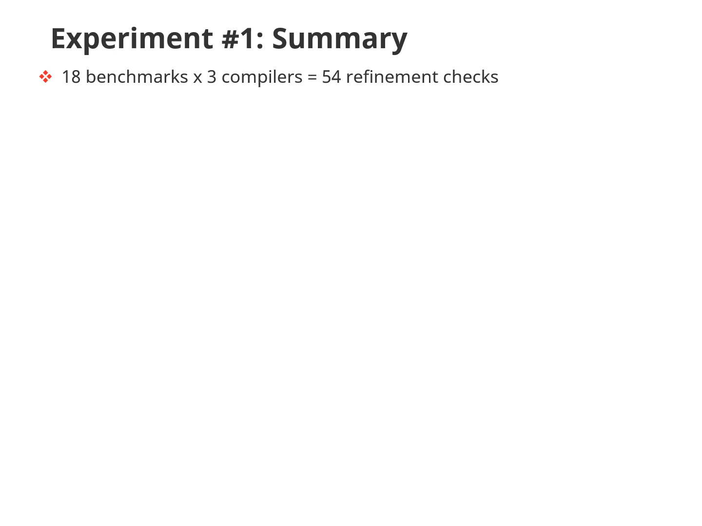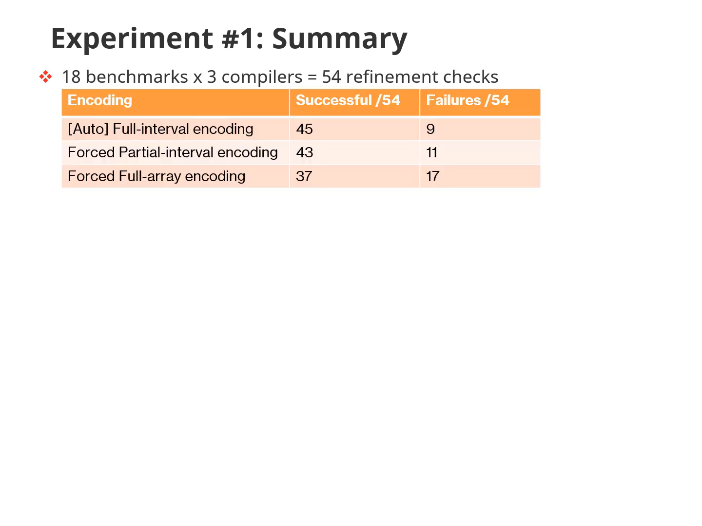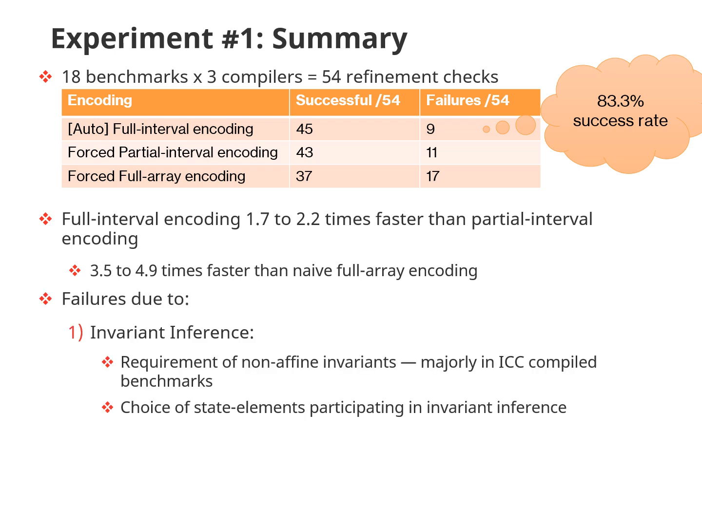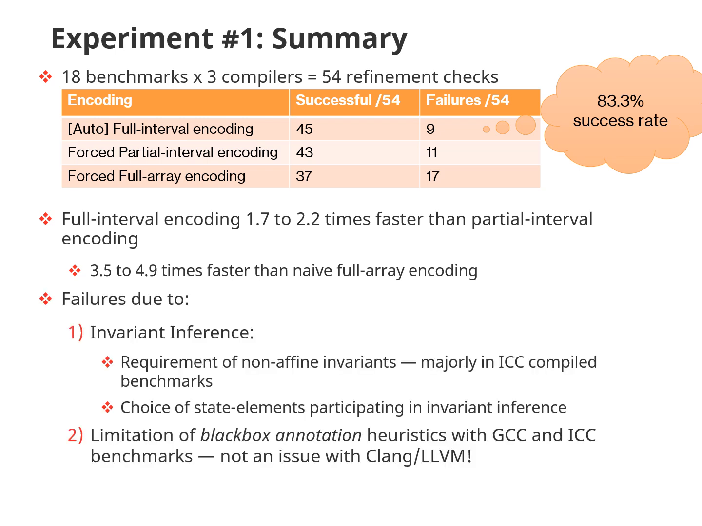Of the 54 refinement checks, our tool is able to successfully validate 45 compilations, representing a success rate of 83.3%. The full interval encoding is found to be 1.7 to 2.2 times faster than partial interval encoding and 3.5 to 4.9 times faster than naive full array encoding. Our failures are due to invariant inference limitations, black box annotation restrictions, and SMT solver timeouts.